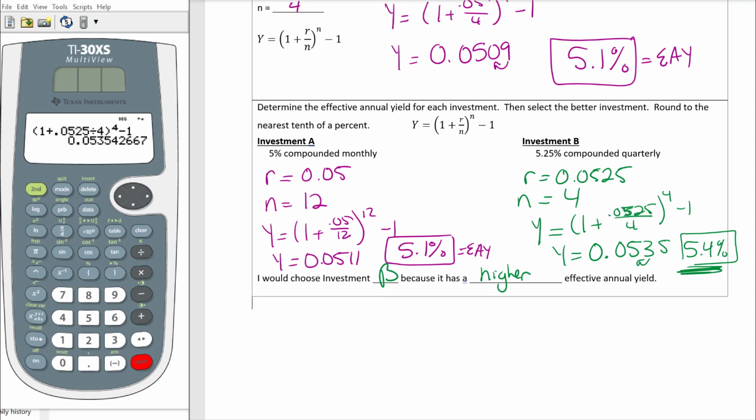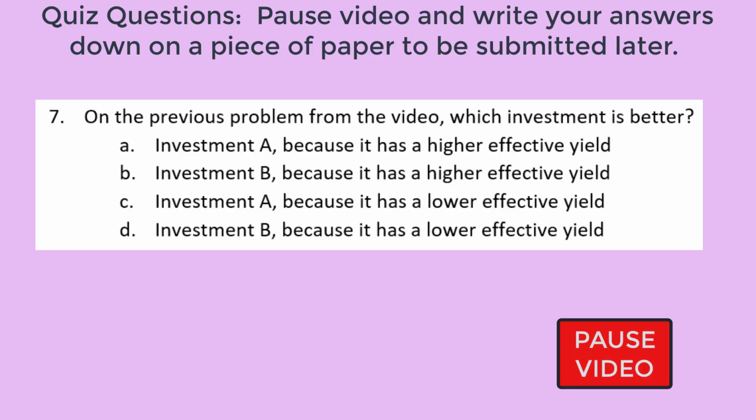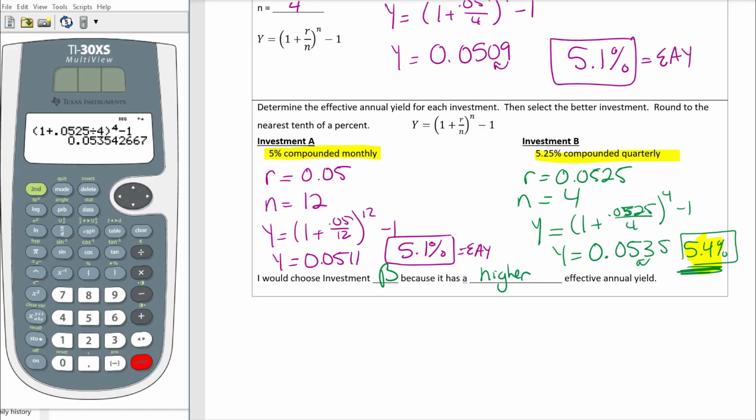Whereas if you're just looking at 5% compounded monthly versus 5.25 compounded quarterly, it's a little hard to know which one's better. One's a higher interest rate, but one's compounded more often. It's hard to tell. So what we do is we convert it into the effective annual yield, and then it's really easy to see that 5.4 is way better than 5.1 if this was just a simple interest problem. And that concludes our lesson on compound interest.